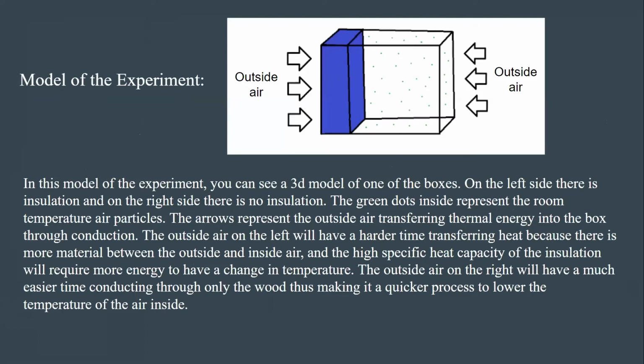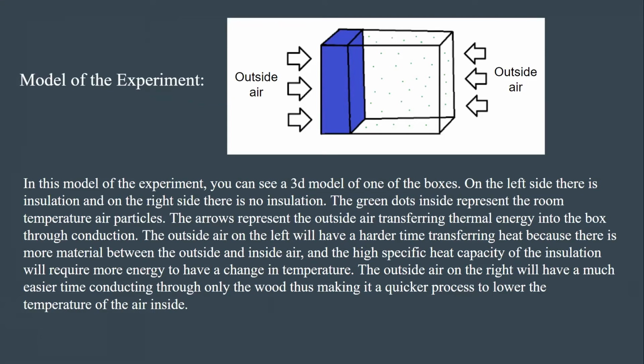So, model of the experiment. In this model of the experiment, you can see a 3D model of one of the boxes. On the left side, there is insulation, and on the right side, there is no insulation. The green dots inside represent the room temperature air particles. The arrows represent the outside air transferring thermal energy into the box through conduction.